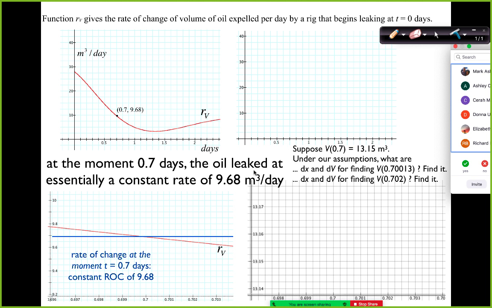So let's go with this one first. Knowing that the volume at 0.7 was 13.15, we're interested in the volume at 0.70013. What would dx and dV be?